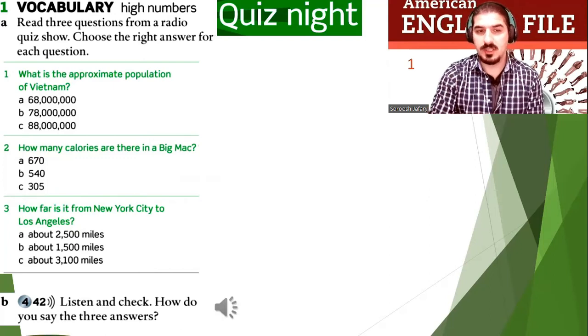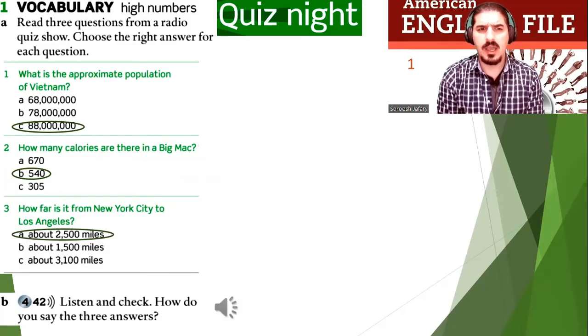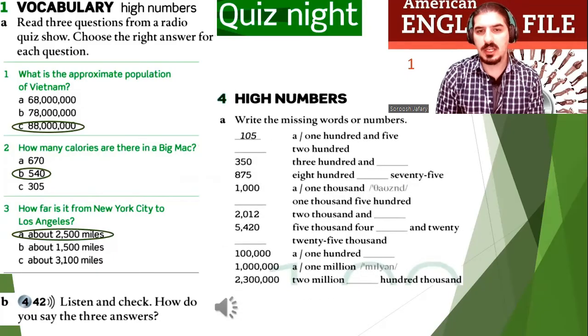Well done. So these are the answers. Okay. Now, how do you say those numbers? For example, what is the approximate population of Vietnam? 88 million. How many calories are there in a Big Mac? 540. All right. And how far is it from New York to Los Angeles? About 2,500 miles. Now, in the next part, everybody, this is on you.